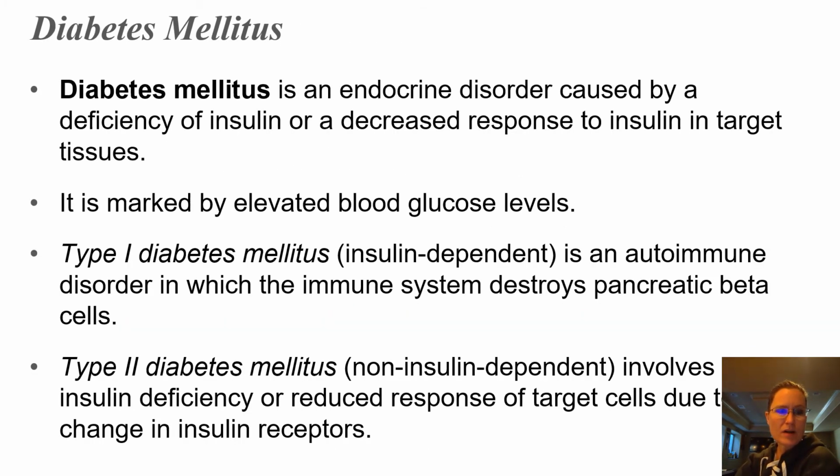And then there's a couple kinds of diabetes. Just be familiar with those. Type 1 is usually you have it as a child. Usually you are born with it. And then type 2, some people develop over a lifetime.